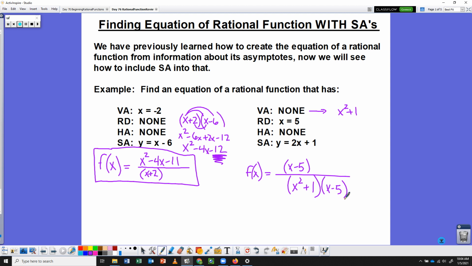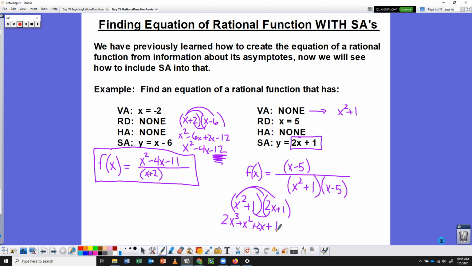And we have a slant asymptote that is y equals 2x plus 1. So in order to help me fill out the rest of the numerator, I've already got the x minus 5 up there. I'm going to need to multiply my x squared plus 1 times my slant asymptote, which is 2x plus 1. Again, that's going to produce 2x cubed plus x squared plus 2x plus 1.